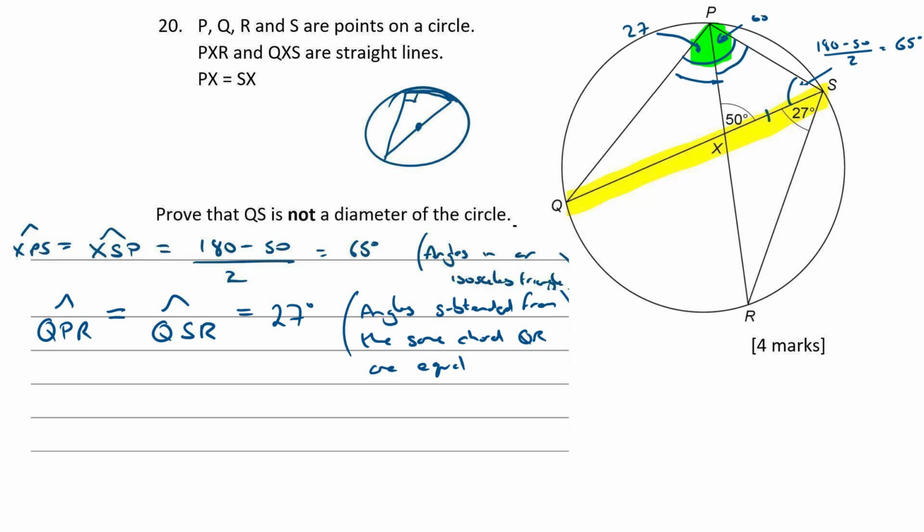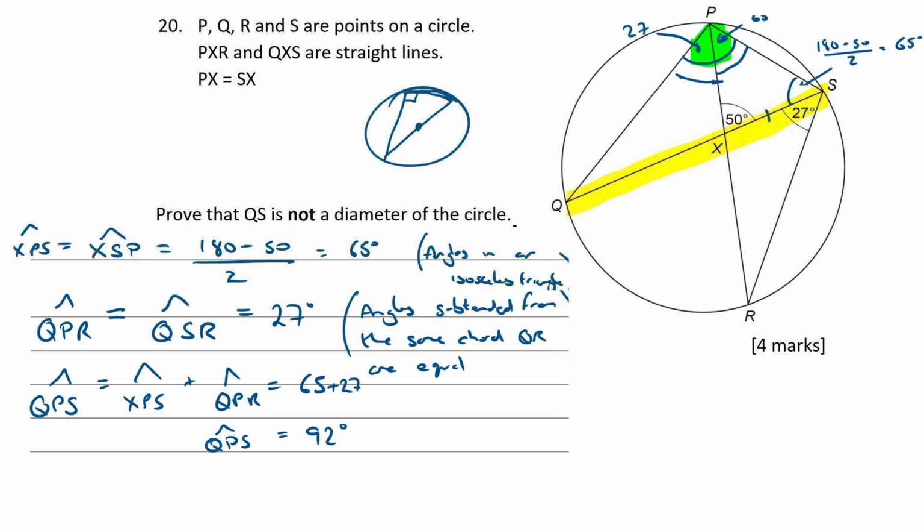They're equal to 27. So then my angle QPS is going to be those two angles added together, isn't it? It's going to be angle XPS plus angle QPR. And that is equal to 65 plus 27, which is equal to 92 degrees. So we found that QPS is equal to 92 degrees. And we're saying that's a problem now because it should be 90 degrees if it was angles in the semicircle.